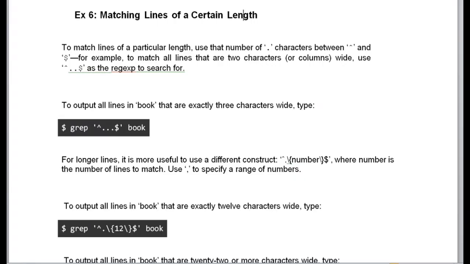Moving on to example 6 here, we're going to match lines of a certain length. To match lines of a particular length, we use that number of the period character between the caret symbol and the dollar sign. So we're going to use 3 different meta characters here. For example, to match all lines that are 2 characters or columns wide, we use caret, period, period, dollar sign as a regex to search for.